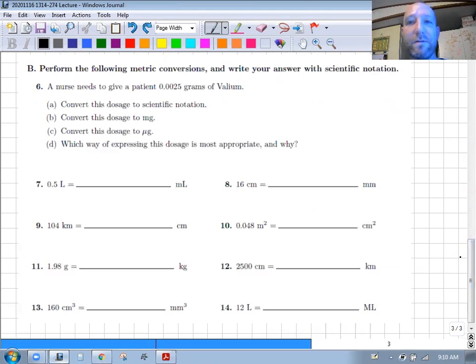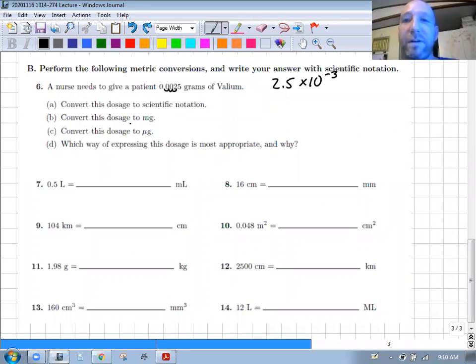Number 6, a nurse needs to give a patient 0.0025 grams of Valium. Convert this to scientific notation. That's 2.5 times 10 to the, let's see, negative 1, 2, 3. A negative makes this number smaller. Move the decimal to the left.